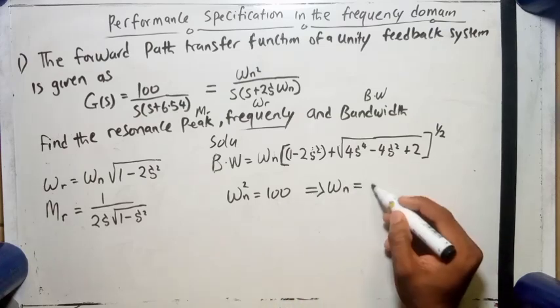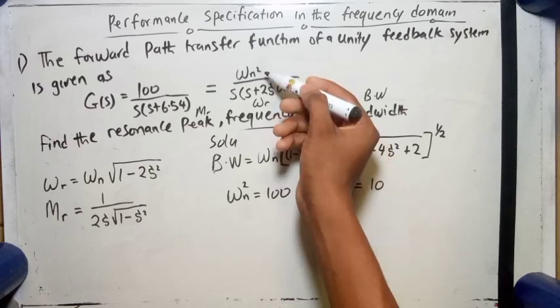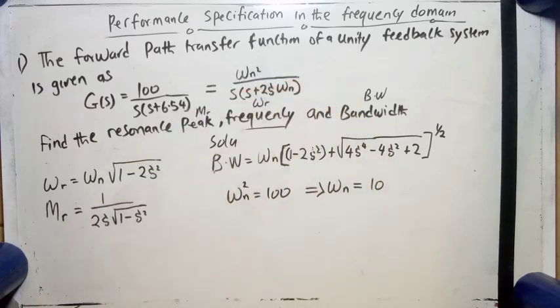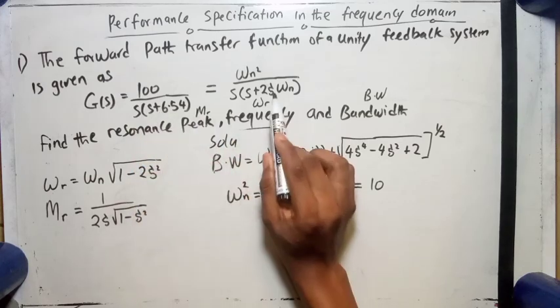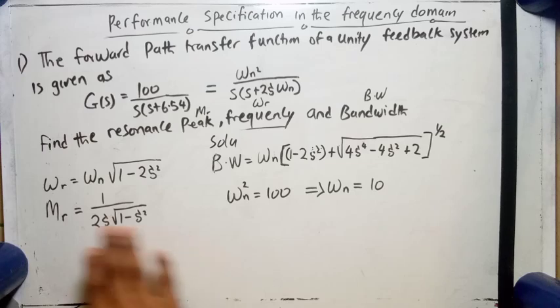The square root of 100, which is what? 10. Right? Okay, so we have gotten this from here. Now, another thing that we also need to get from this same question is our zeta, the damping ratio. You need to get it because that's the major thing.